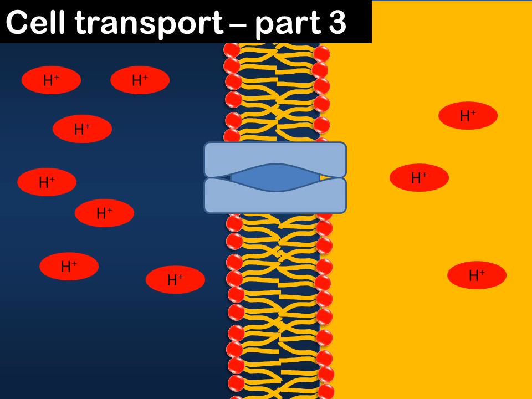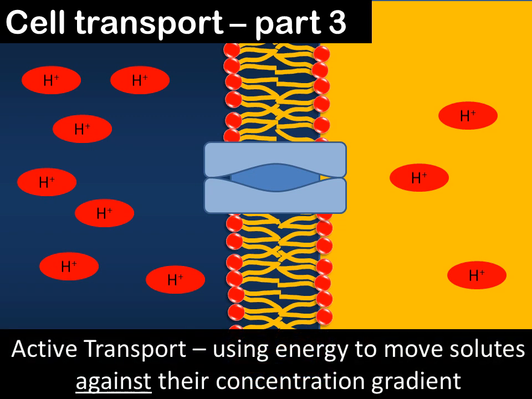In the previous videos, I've been talking about simple diffusion and osmosis, which are forms of passive transport, moving materials down their concentration gradient across the cell membrane. So now, what about when the cell wants to move materials against their concentration gradient? To do that, they must spend energy in the form of ATP, and this is referred to as active transport.